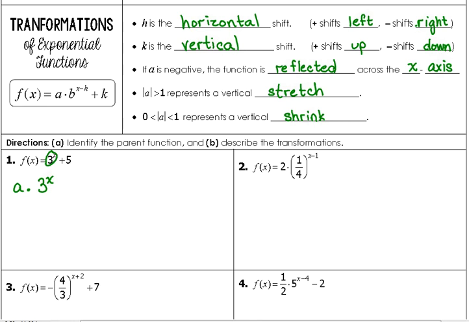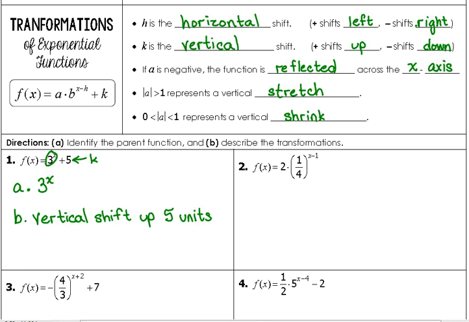So in addition to the 3 to the x, which we just graphed a few minutes ago, it's adding 5. That's a k. K is a vertical shift, and it's adding, so it's up 5 units.